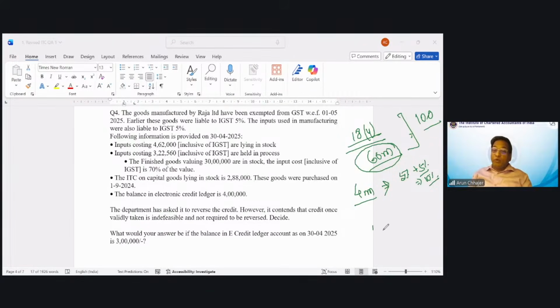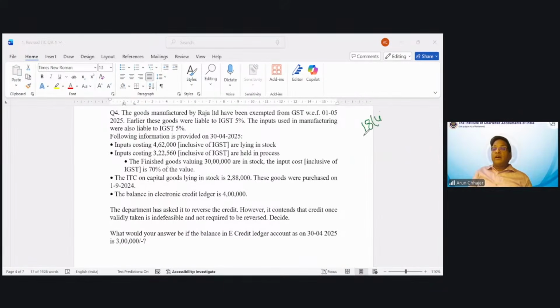But if you will treat 4 months as monthly, then in that case, what will happen? You will apply the concept of divide by 60 and then multiply by 4. So यहाँ पर difference हो जाएगा. So again, I'm just concluding.